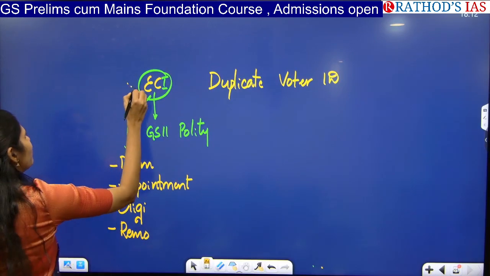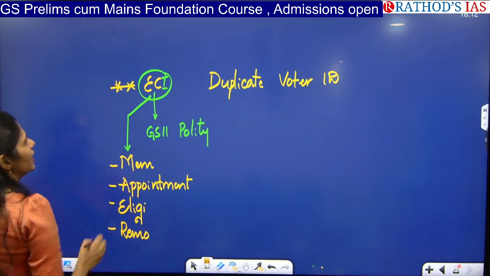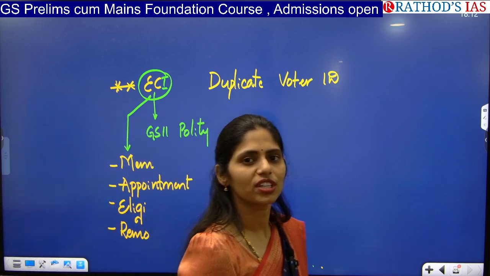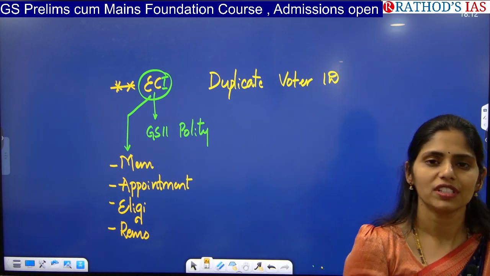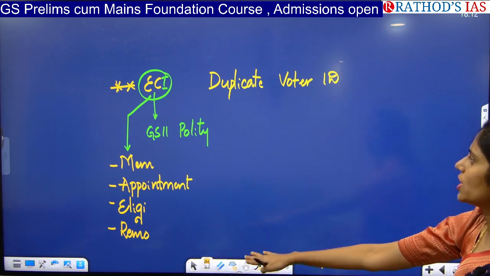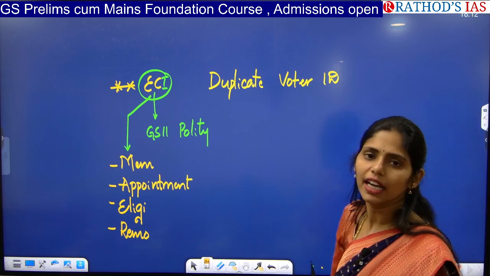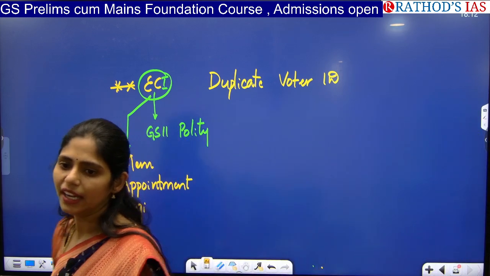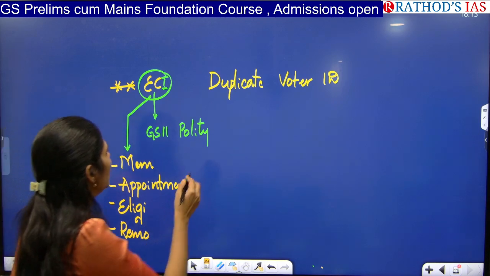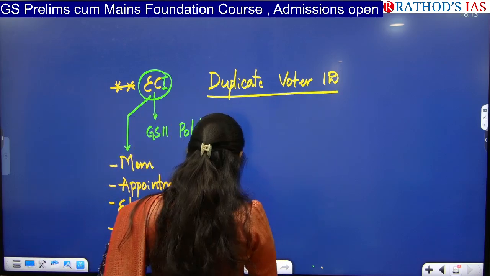And you have to keep a star mark for this Election Commission of India this year, because lots of issues regarding the appointment of the Chief Election Commissioner and election commissioners are in the news. So you may get a question regarding the Election Commission of India in your Prelims 2025, and you have to refer to this topic thoroughly.